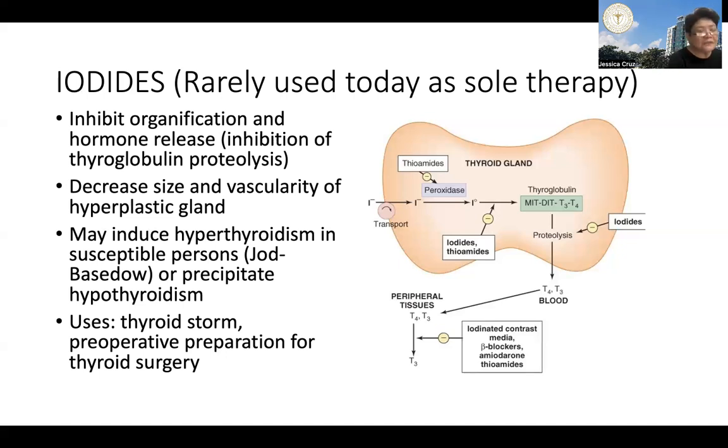Now, iodides may eventually produce hypothyroidism because high levels, as we mentioned, high levels of iodide will inhibit several of the steps in thyroid hormone synthesis. No? So ang basically use nila ngayon is for the control of thyroid storm kasi mabilis yung activity nila in terms of inhibiting thyroid hormone synthesis and release, no? Kaya ginagamit sila as part of the treatment for thyroid storm and also in preparation for thyroid surgery.